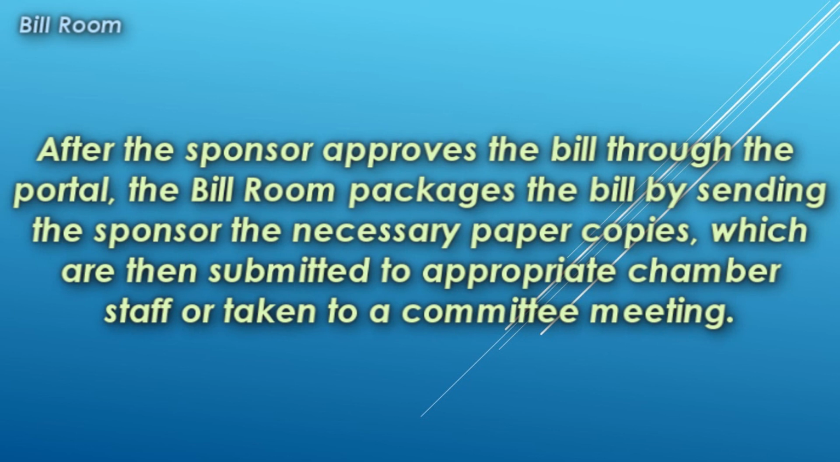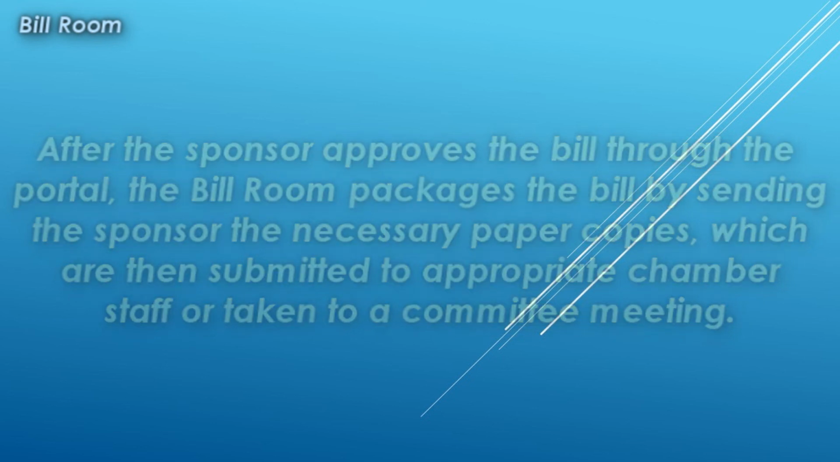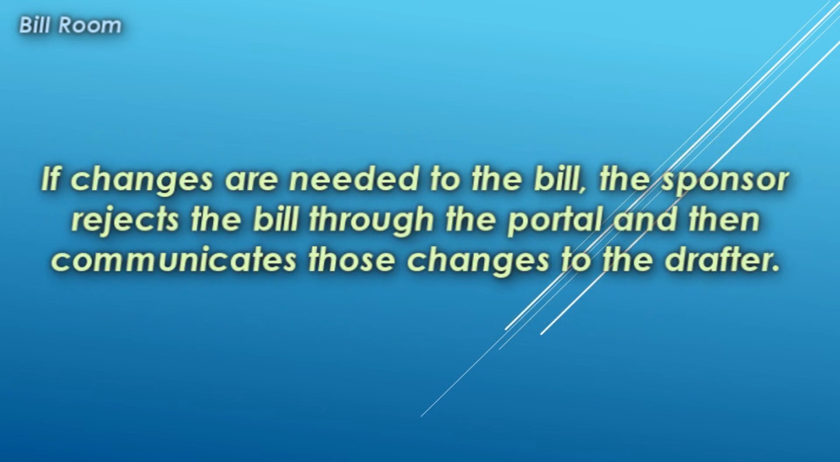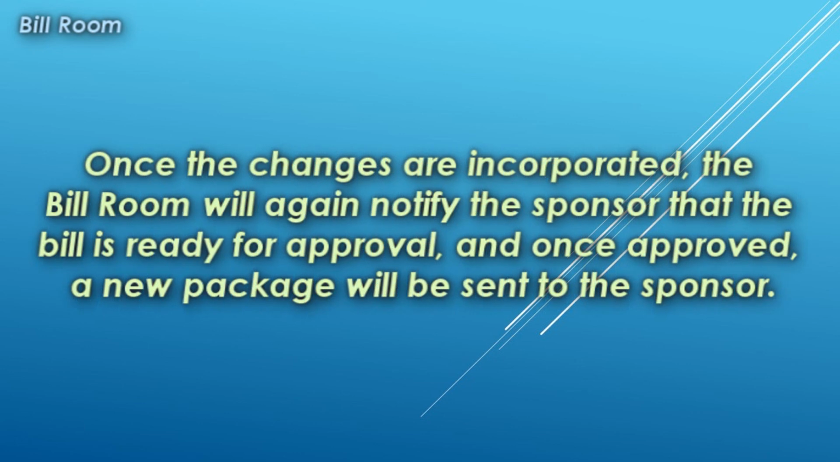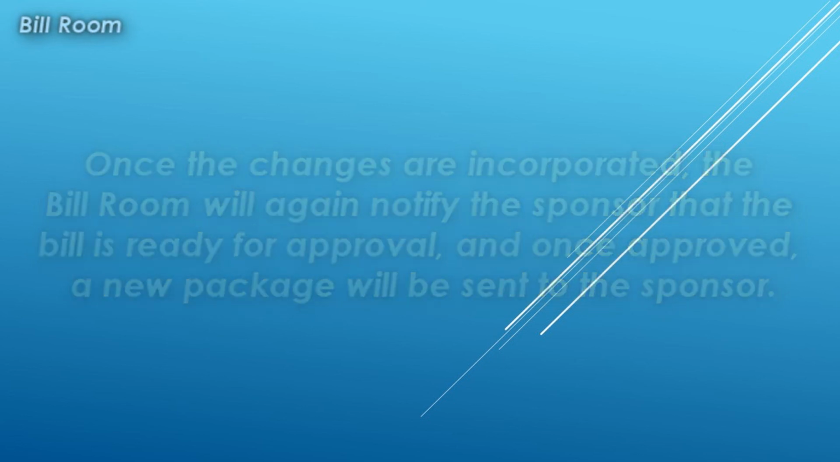After the sponsor approves the bill through the portal, the bill room packages the bill by sending the sponsor the necessary paper copies, which are then submitted to appropriate chamber staff or taken to a committee meeting. If changes are needed to the bill, the sponsor rejects the bill through the portal and then communicates those changes to the drafter. Once the changes are incorporated, the bill room will again notify the sponsor that the bill is ready for approval, and once approved, a new package will be sent to the sponsor.